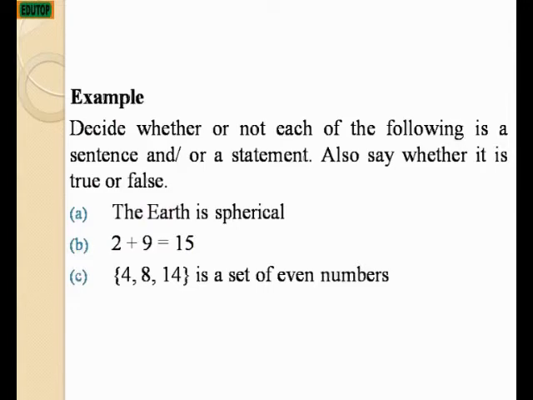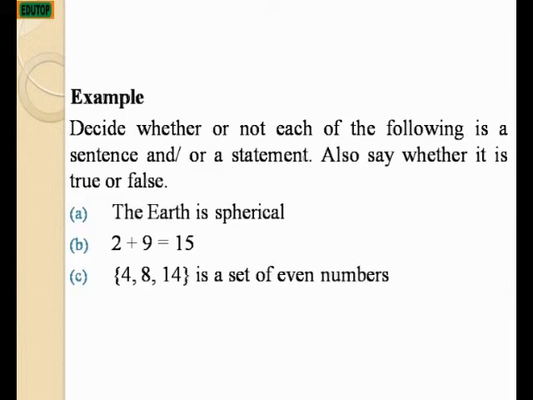Now, the earth is spherical. It is a sentence, it's a statement, and it is true. Then 2 plus 9 equals 15, just as you can see on the board and in the table. Is it a sentence? You ask me how? 2 plus 9, that plus there is a verb. That is, it's an action word. So 2 plus 9 equals 15 is a sentence, it's a statement.